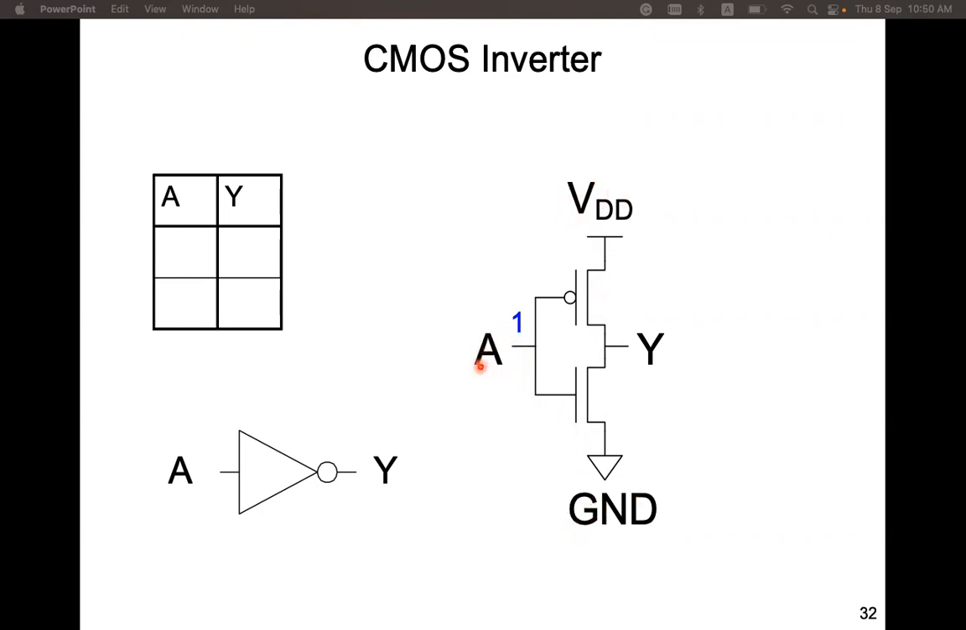The gate side serves as the input, and the drain side is the output. The gates are shorted together. When signal A is high, the NMOS will be turned on and the PMOS turned off, so the output is connected to ground through a low resistance, low impedance channel. So Y becomes low.